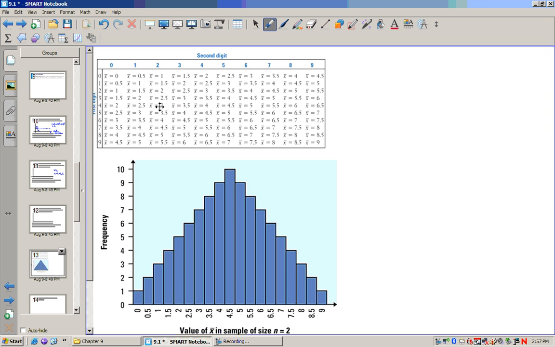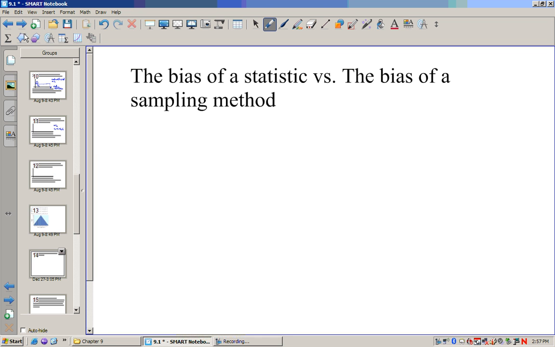And in this table up here, I have how many different ways we can get 0.5. We could get a 0 and a 1, or a 1 and a 0. So there's 2 ways to get 0.5. There is 1, 2, 3, 4, 5, 6, 7, 8, 9, 10 different ways we can get 4.5. So when we find the average, we get a much different graph than our uniform distribution.